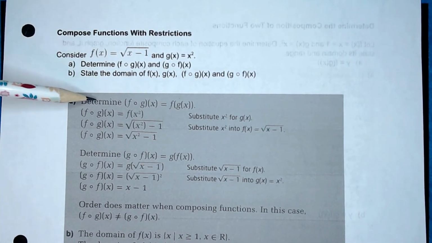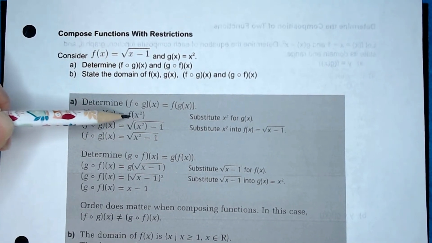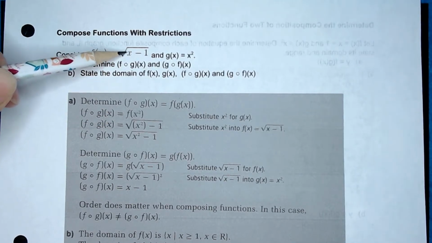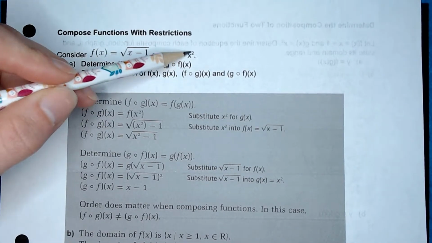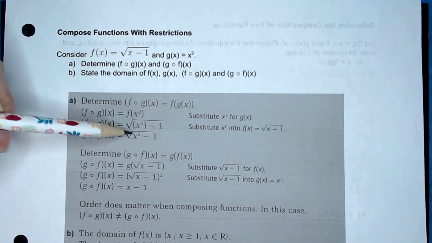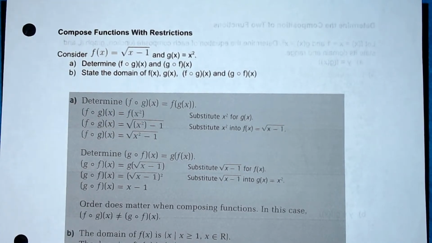So f of g of x, so we're going to take g of x and plug it in wherever there's an x in f of x. So you can see here we have an x here. We're going to take this x squared and plug it in there. It replaces that value. So we'll get x squared minus 1, the square root of x squared minus 1.